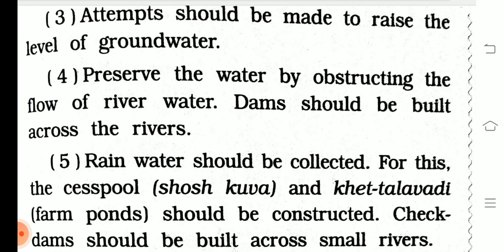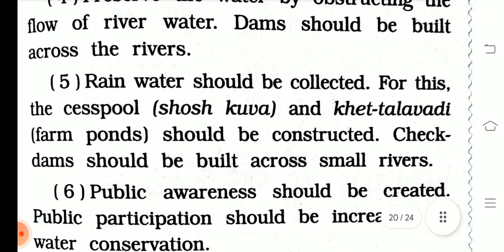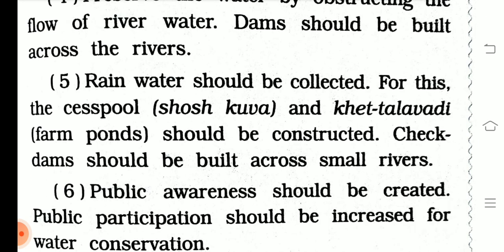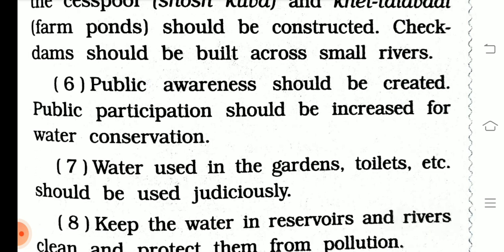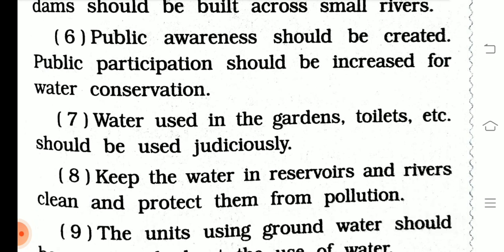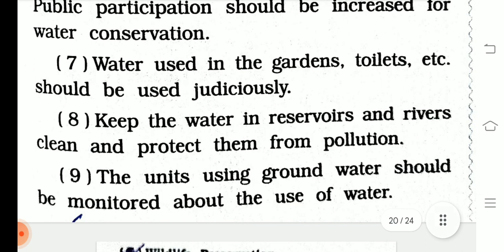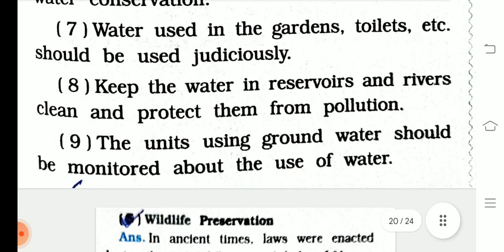Preserve the water by obstructing the flow of river water. Dams should be built across the river. Rainwater should be collected for this. Check dams should be constructed across small rivers. Public awareness should be created. Public participation should be increased for water conservation. Water should be used in the garden, toilet, etc. judiciously. Keep the water in reservoirs and rivers clean and protect them from pollution.